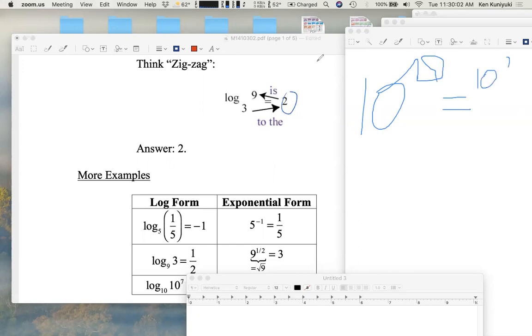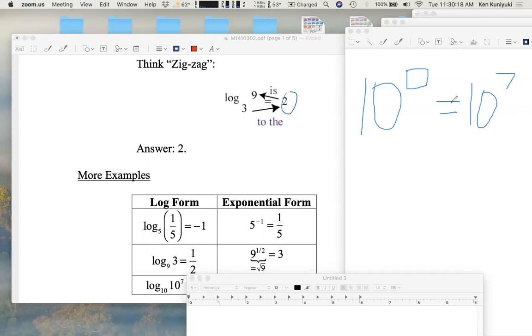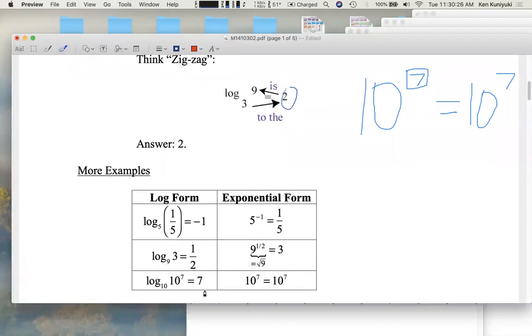Let me erase this. All right. 10 to the what is 10 to the 7th? Well, 10 to the 7th is 10 to the 7th. A horse is a horse. So the answer here is going to be 7, because a horse is a horse. 10 to the 7th is 10 to the 7th.